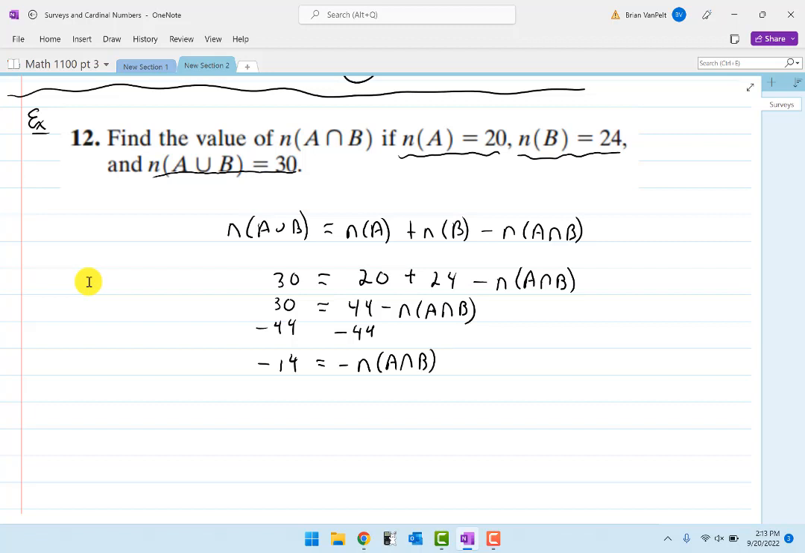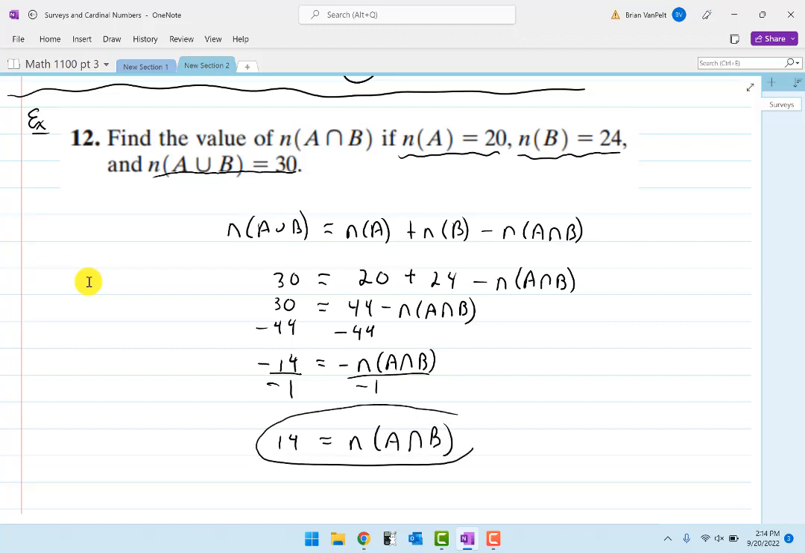So now I have, well, the negative of what I want. You can fix this by dividing by -1. And so I'll see that 14 is the number of items in A intersected with B.